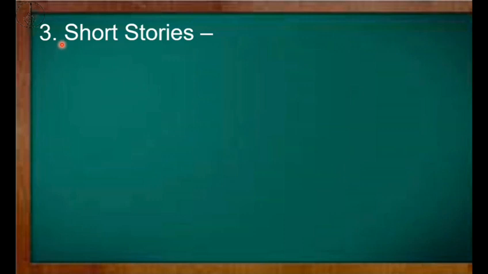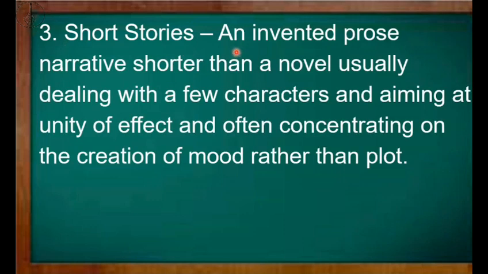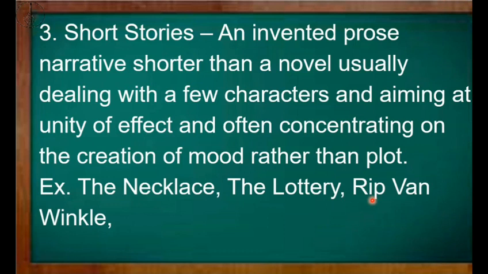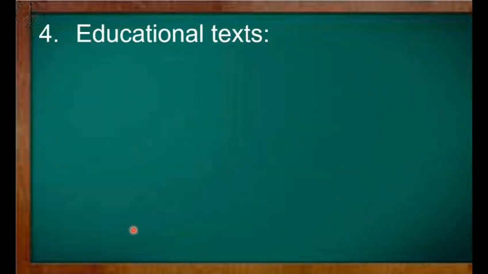Okay. Number 3, short stories. It is an invented prose narrative shorter than a novel, usually dealing with a few characters and aiming at unity of effect and often concentrating on the creation of mood rather than plot. Examples: The Necklace, The Lottery, Rip Van Winkle, The Scarlet Ibis. Okay. Number 4, educational text.